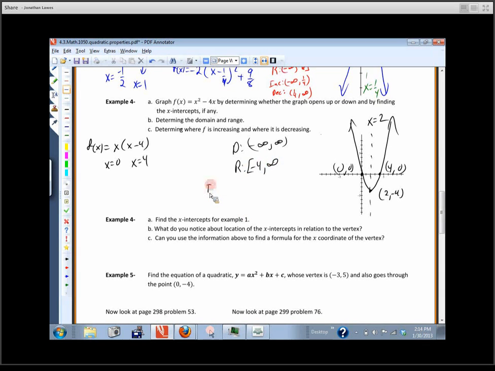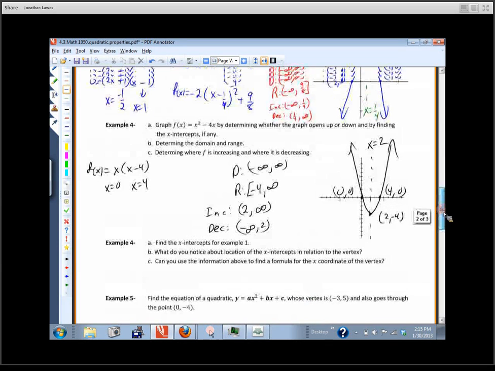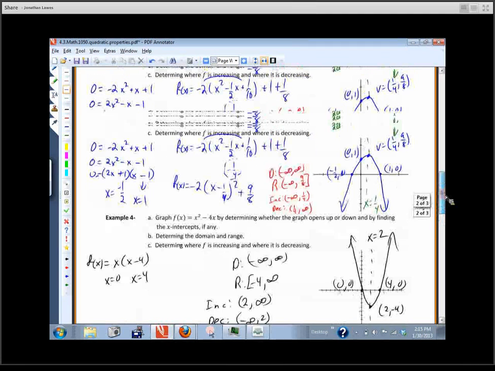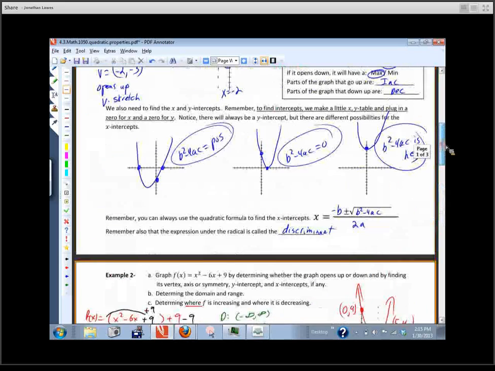And it's increasing and decreasing. Remember, x-coordinates. 2 to infinity is where it's increasing. -infinity to 2 is where it's decreasing. Okay, are there any questions? Sure? Okay, let's flip back to example 1. Take a quick look at that.